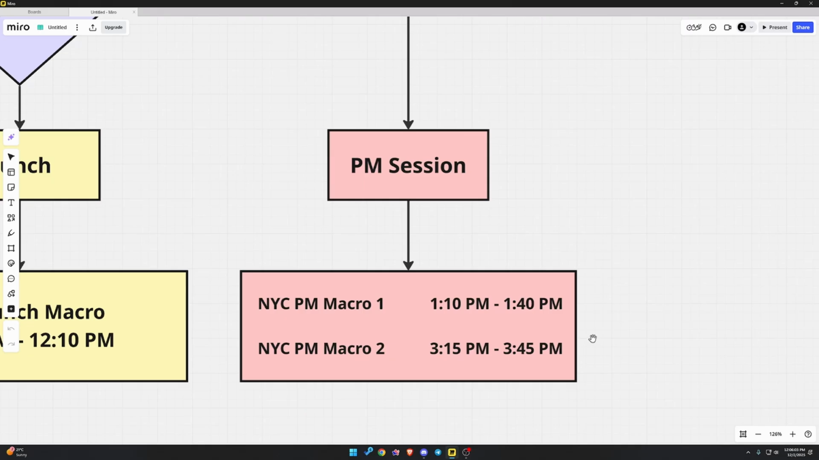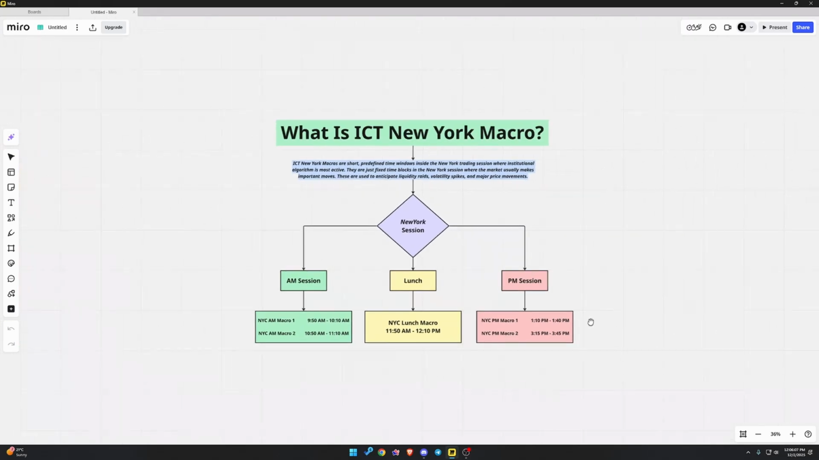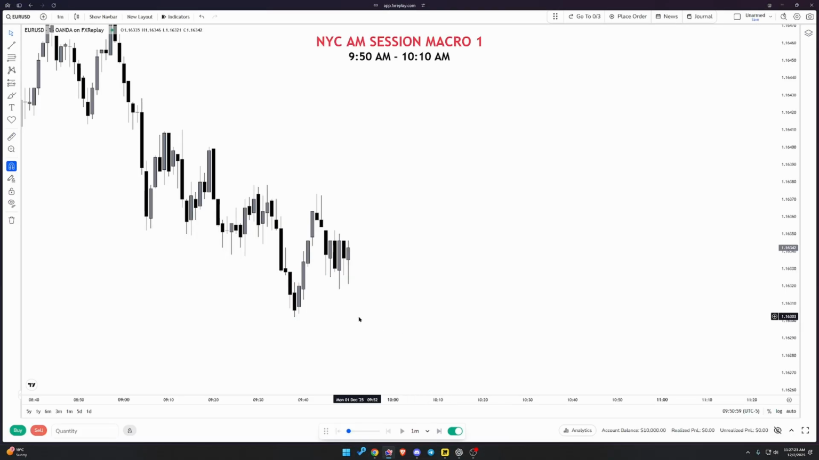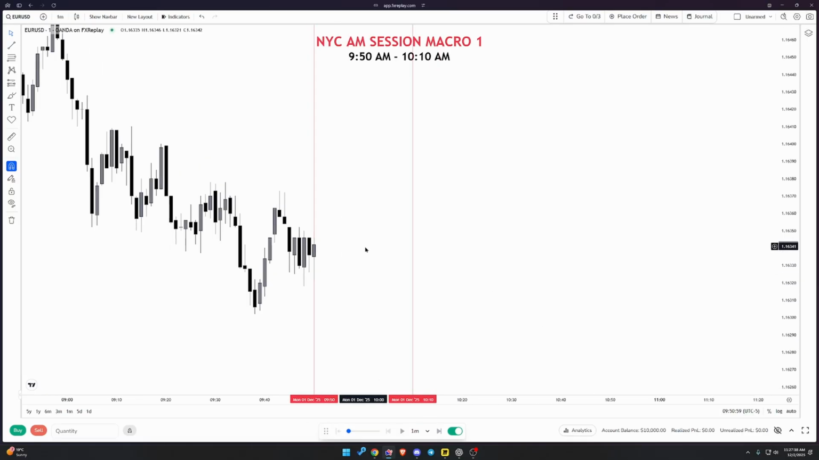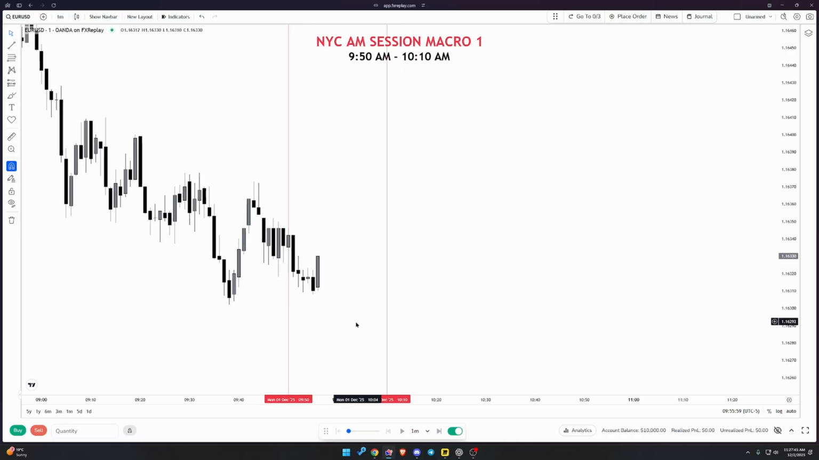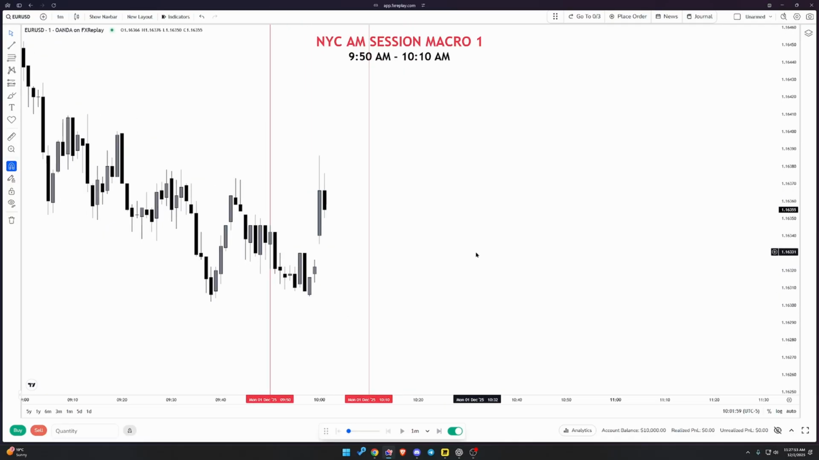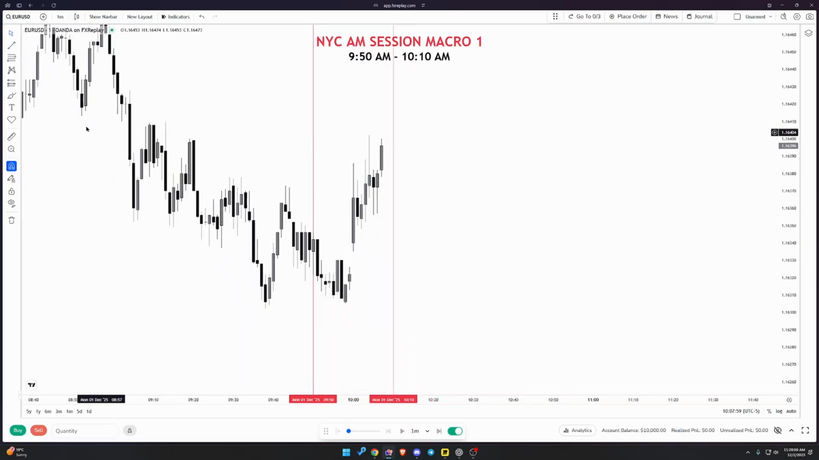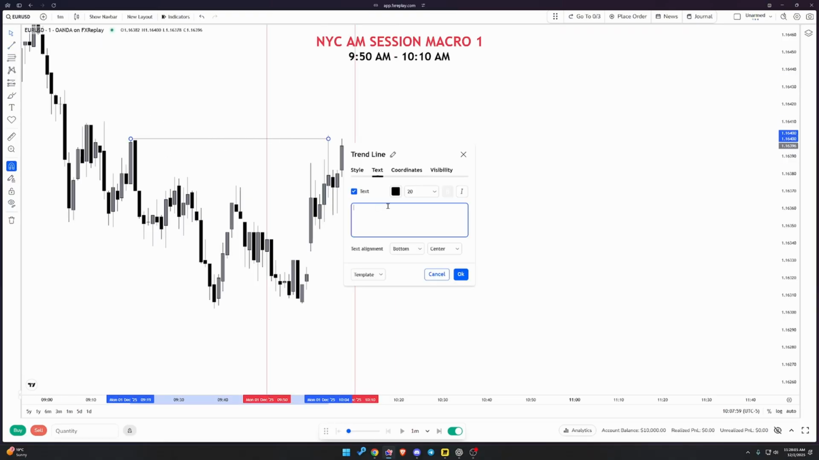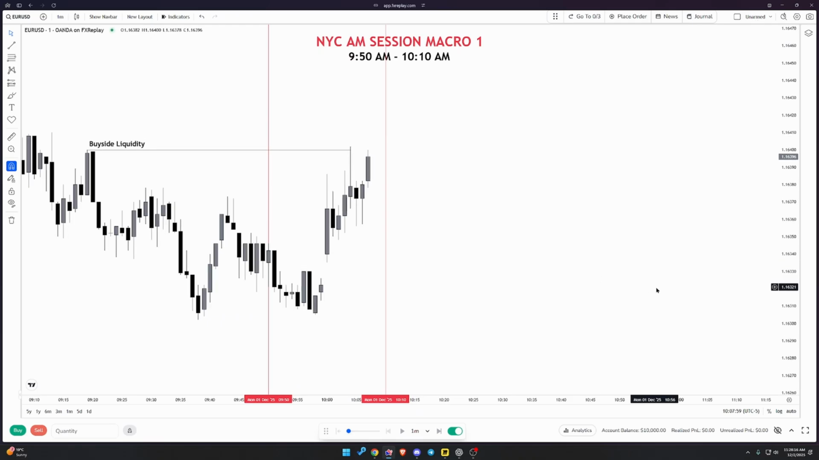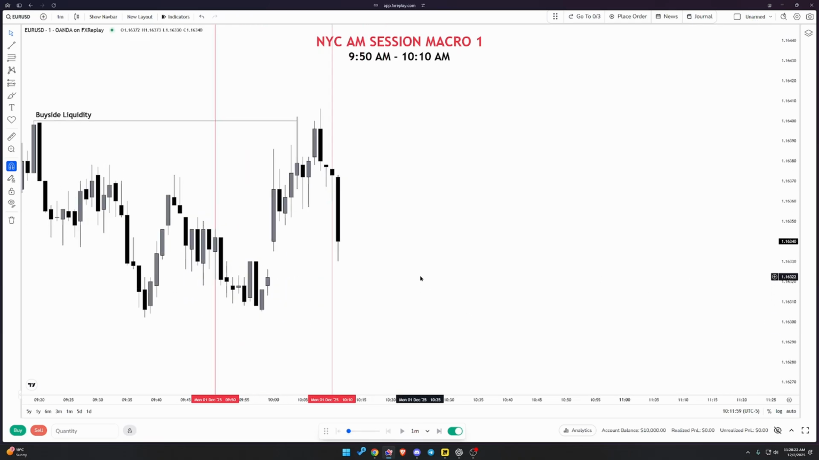New York local time. Now, let's move on to the charts, and I will show you one by one examples of each macro time window. First, we will mark out our New York AM session macro 1 time. You can check the time at the bottom of the charts, so we will wait until we can see some logic behind what price is doing. Here you can see that the price has swept a buy-side liquidity in our macro time. So now we will wait for confirmations.